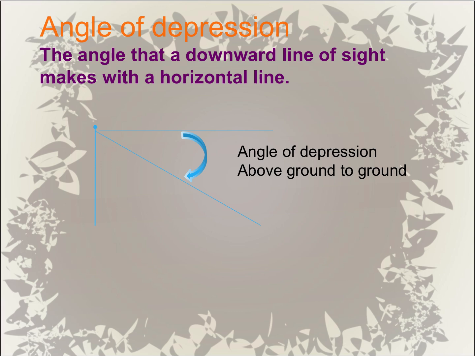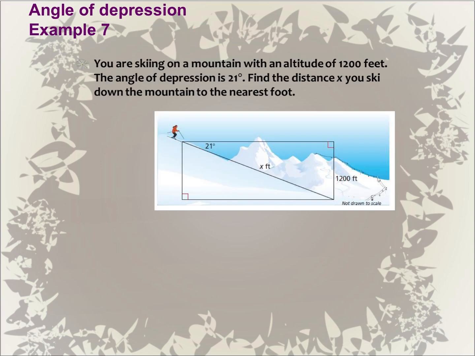In last class, we covered angle of elevation. This is now angle of depression. The angle of elevation was going up. This is now going down, okay? It's the downward line of sight that makes a horizontal line. So this is going down. So you will get a word problem on your test. Whether or not it's angle of depression or elevation, please make sure you read the word problem correctly.